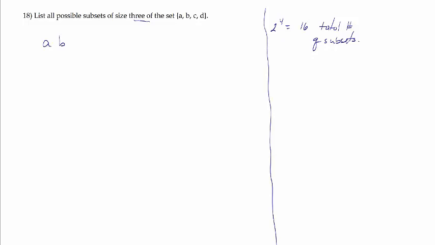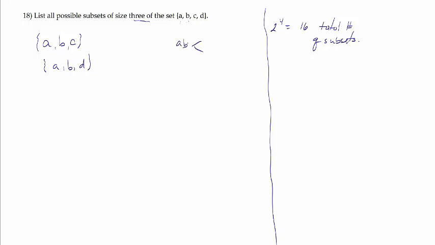So I'm just going to start out in the order they're given. I'm going to start with A, B, and C. There's a subset of size 3. And all of these are going to have the curly brackets. Then I can say, okay, let me take A with B and D. So starting with A and B, I took A and B with C, and then A and B with D. So that's done.